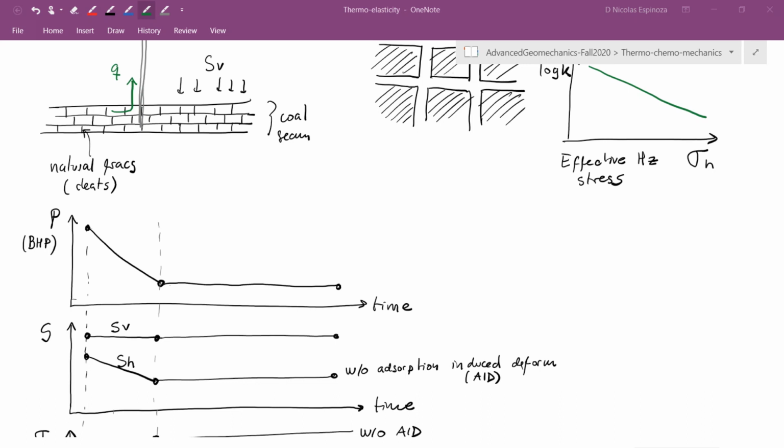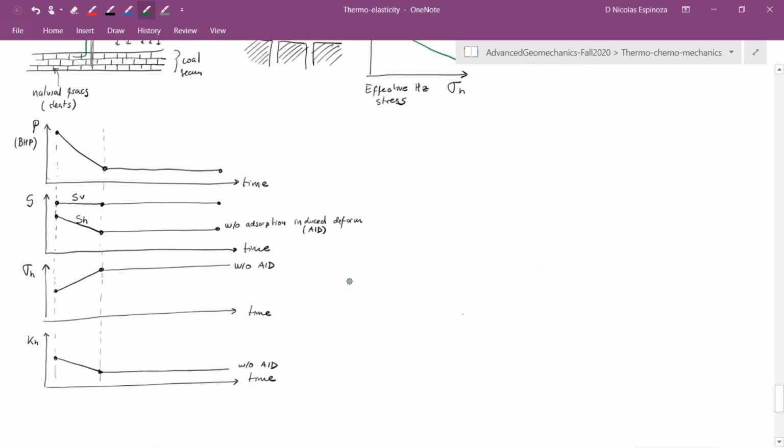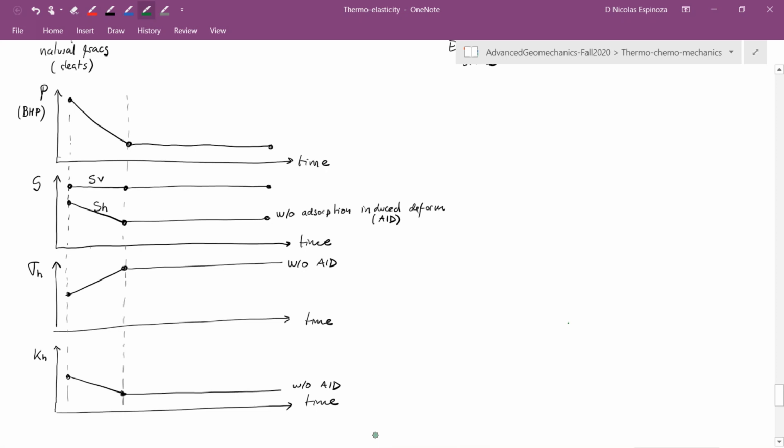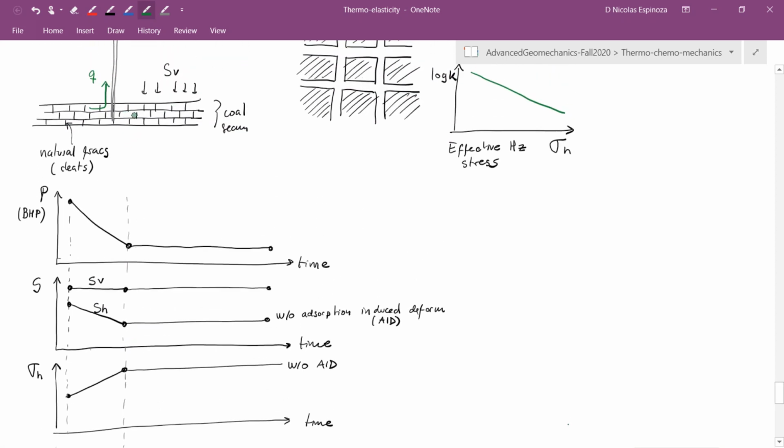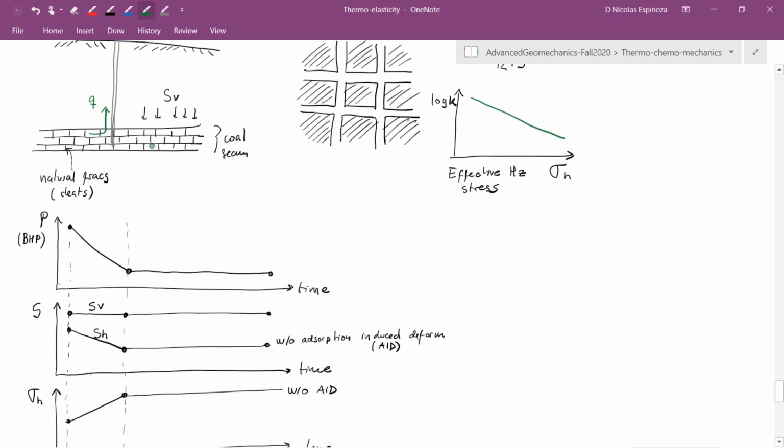Okay, what we were seeing is that this is the response for a fractured reservoir without the presence of absorption-induced deformation. However, when we do have absorption-induced deformation, as I lower the pressure, I'm going to have a process of shrinkage of the matrix. That shrinkage of the matrix in all directions, but especially in the horizontal direction, is going to cause a relaxation of the stress because I'm going to have a uniaxial strain condition.